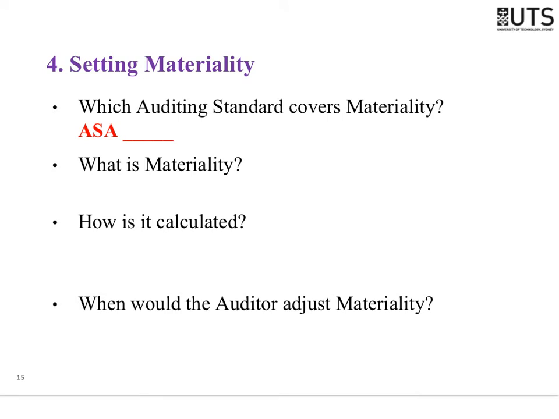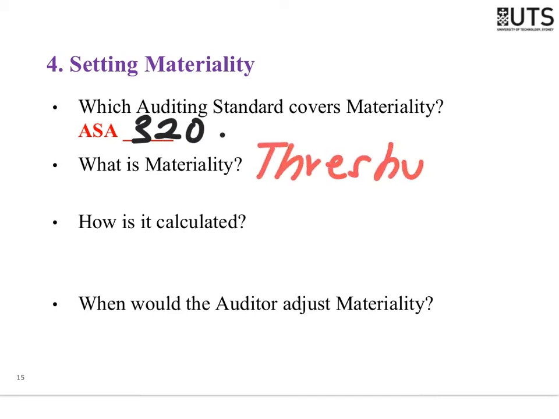Now, next one is setting materiality. With materiality, what is the standard that covers materiality? Do you remember this? 320. Wow, well done. Okay, what is the materiality threshold? Ladies and gentlemen, it's your reference point. The threshold is the maximum amount of misstatement you are willing to tolerate before it starts to impact on your audit opinion.